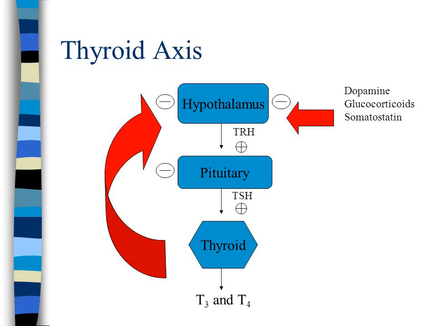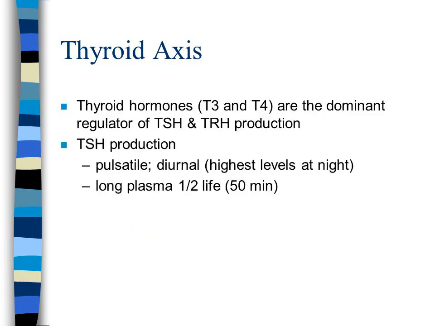Thyroid axis: hypothalamus, pituitary, thyroid; T3 and T4; dopamine, glucocorticoids, somatostatin, TRH, pituitary TSH, thyroid T3 and T4. Thyroid hormones, T3 and T4, are the dominant regulator of TSH and TRH production. TSH production is pulsatile and diurnal, with highest levels at night. Long plasma half-life, 50 minutes.